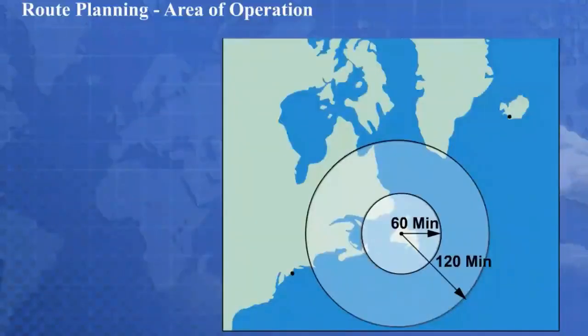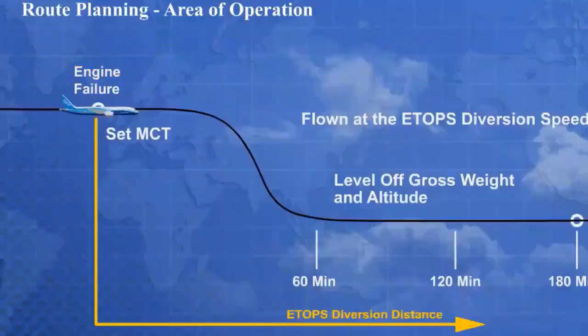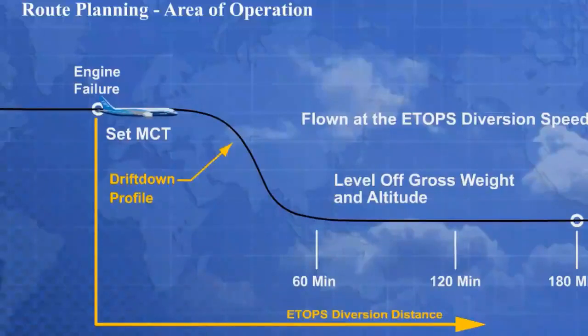Once the adequate airports for a route have been identified, we can draw circles centered on these airports to determine the allowable area of operation. The radius of each circle is a function of the selected engine inoperative diversion speed and the maximum diversion time. This radius is also called the diversion distance. The diversion distance is the distance traveled for a given diversion time and diversion speed following an en route engine failure. A thrust-limited drift down from normal cruise altitude is included in the diversion profile.